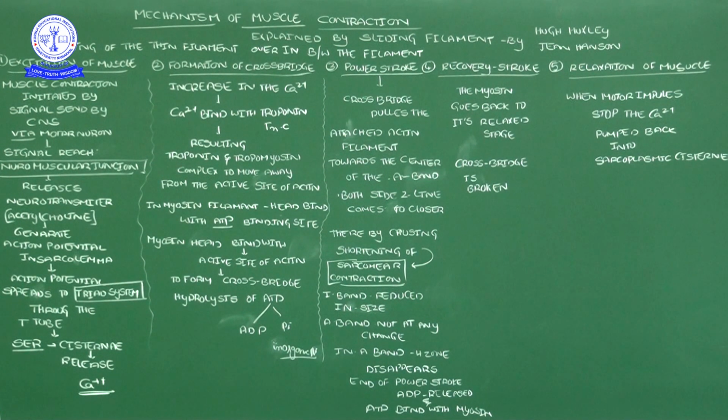Next video, I will draw the diagrams, which will give you more clarity. So, see that formation of the cross bridges. In the cross bridge formation, initiated in the first step by releasing the calcium ions, the calcium ion concentration increases in the muscle.